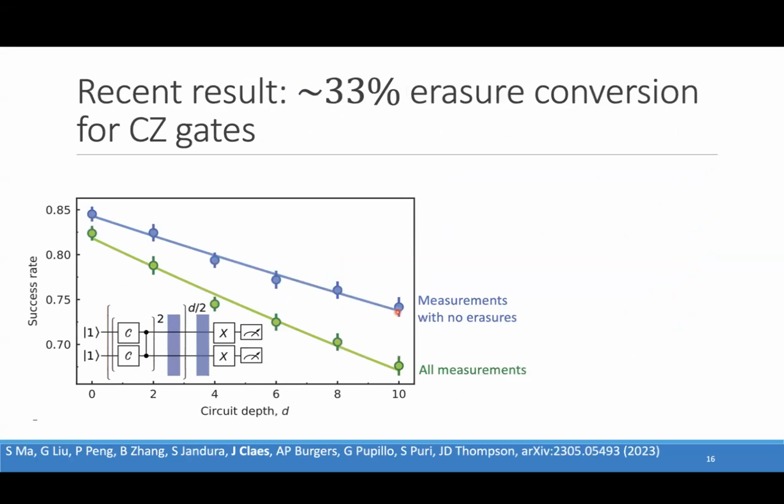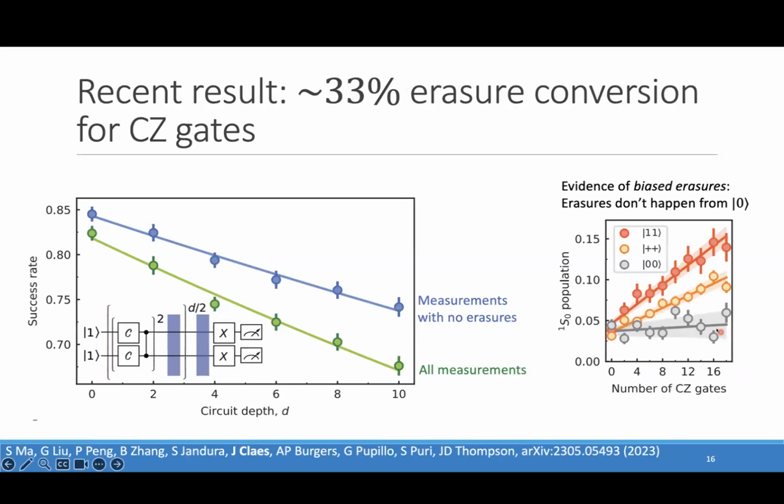And I just want to flash that, okay, recently there has been some preliminary work showing that we can do this erasure detection. Right now we're at 33% of the errors coming from these biased erasures. And there's some data that shows that they really are biased. They only occur from the 1-1 state. They don't occur from the 0-0 state. But there's reasons to believe that this number is going to get much better in the future. This is just preliminary data from Jeff Thompson's group.